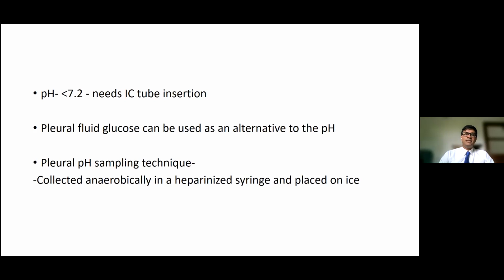However, pleural fluid pH measurement is a cumbersome procedure, and it should be collected anaerobically in a heparinized syringe and placed on ice. If the specimen processing time is delayed, it can lead to false elevation of the pH due to loss of carbon dioxide. However, pleural fluid glucose goes hand in hand with pleural fluid pH. So if there is inability to do the pleural fluid pH, pleural fluid glucose can guide your further management.